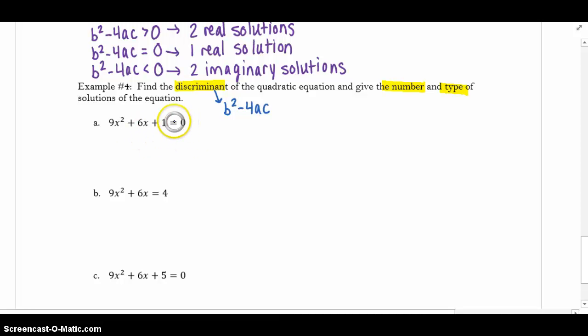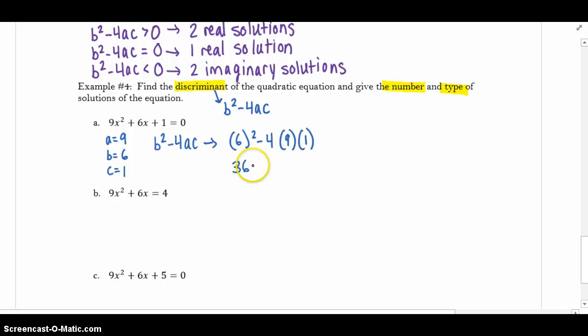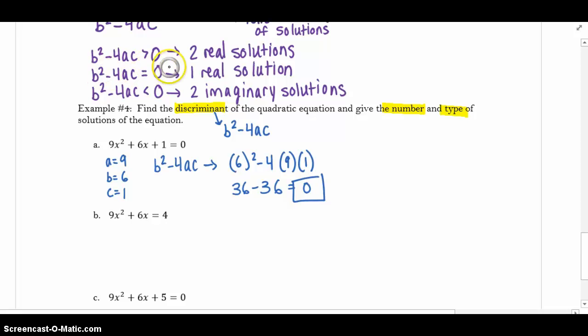So in part A, it's already in standard form, so I know my A is 9, B is 6, and C is 1. So if I plug that into b squared minus 4ac, the discriminant, I'm going to get 6 squared minus 4 times 9 times 1. 6 squared is 36. 4 times 9 times 1 is also 36. And 36 minus 36 is 0. So my discriminant is 0. Now remind yourself, what does that mean about the solutions? If the discriminant equals 0, we have 1 real solution. So that's what I would say about the number and type.